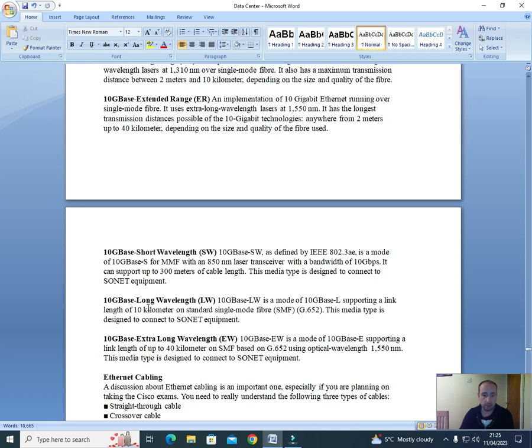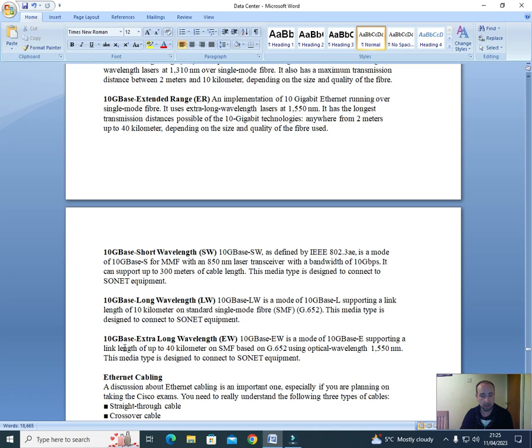10GBASE-LW, long wavelength. 10GBASE-LW is a mode of 10GBASE-L supporting a link length of 10 km on standard single mode fiber (SMF) G.652. This media type is designed to connect to SONET equipment.